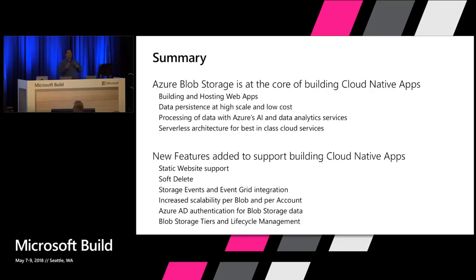And of course, none of this would be possible if we didn't increase the scalability of our blob data and our accounts. We used to say 60 megabytes per second per blob. Now you've seen 125 gigabits per second off of single objects. So that's a pretty cool feature. And easy to say, lots of work architecturally for our engineering team to accomplish that. The Azure AD authentication allows you to build secure applications now and use your AD credentials that all of you are used to. And lastly, of course, the blob storage tiers, archive storage, and lifecycle management help you do this cost effectively.